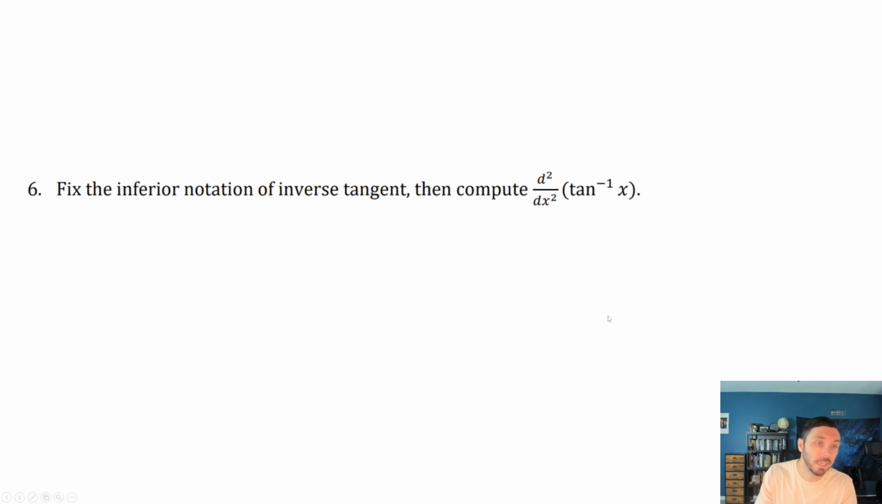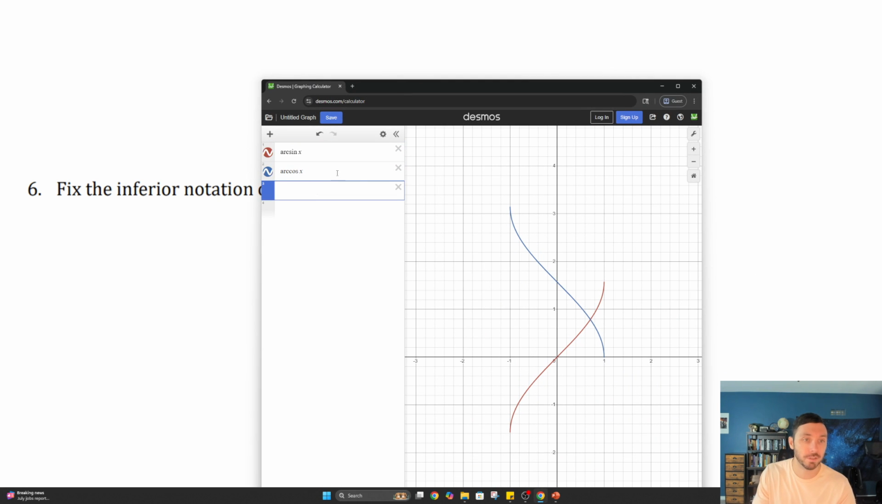All right, fix the inferior notation of the inverse tangent and then compute. I don't like this notation. Writing tangent to the negative first x, in my opinion, is just gross. You saw the way I typed it here. I typed it as arc. So sine raised to the negative first, which is not what that is, actually. These are the same thing.